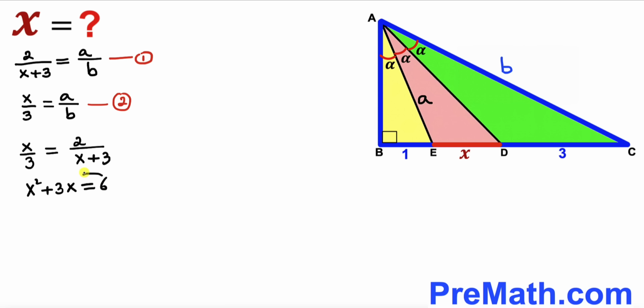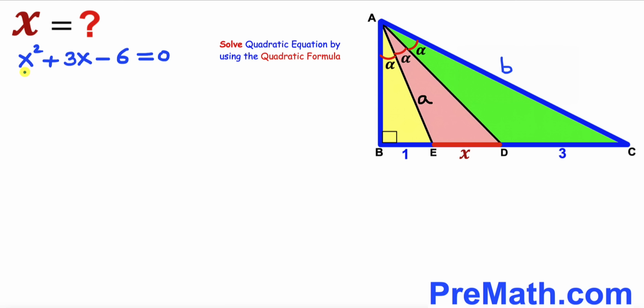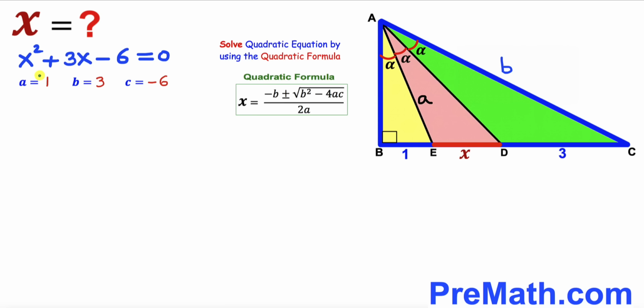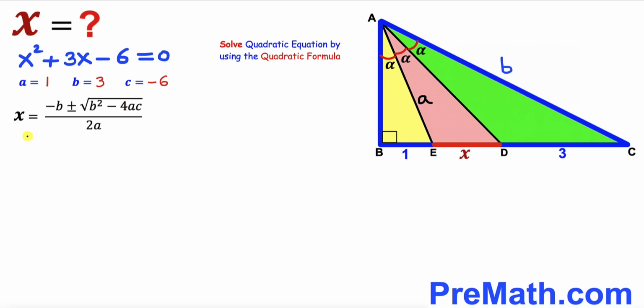And now I'm going to move 6 to the left hand side. So therefore we ended up with x squared plus 3x minus 6 equal to 0. So thus we ended up with this quadratic equation x squared plus 3x minus 6 equal to 0. And we are going to solve for x by using the quadratic formula. And here's the quadratic formula that we will be using. And here in our case, our coefficient A is 1, B is positive 3, and the constant C is negative 6. And now let's go ahead and fill in the blanks in this quadratic formula.